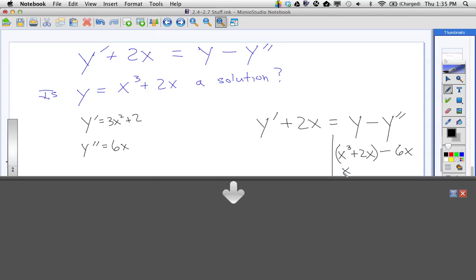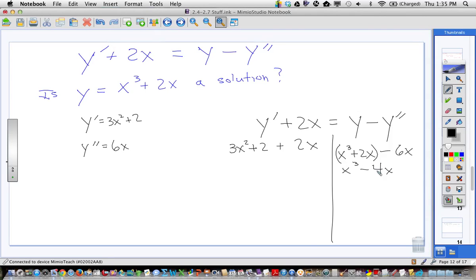So I could work with this. This would be x cubed minus 4x, right? Plus 2x minus 6x. And then there's nothing more I can do with that. So what's going to go in here for y prime? 3x squared plus 2. And what goes in for 2x? 2x, right? Can you combine anything? No.